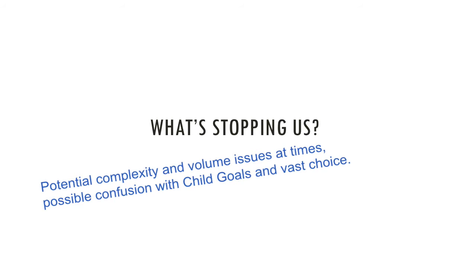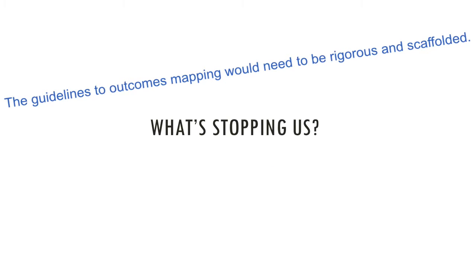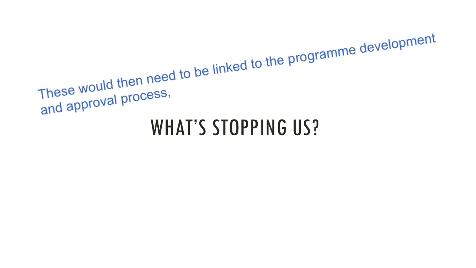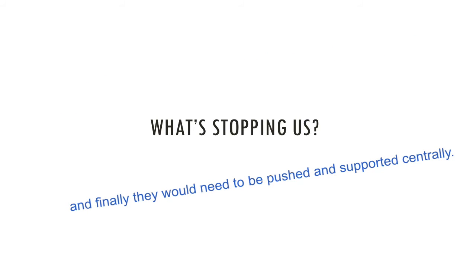Potential complexity and volume issues at times. Possible confusion with child goals and vast choice. The guidelines to outcomes mapping would need to be rigorous and scaffolded. The goals would need to be created centrally by the Blackboard administrators. These would then need to be linked to the program development and approval process. And finally, they would need to be pushed and supported centrally.